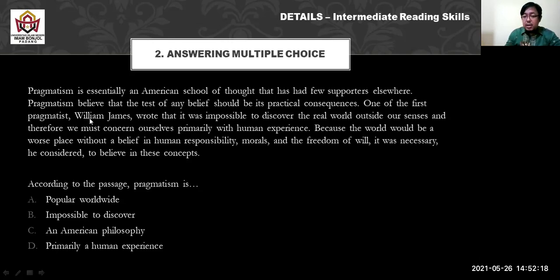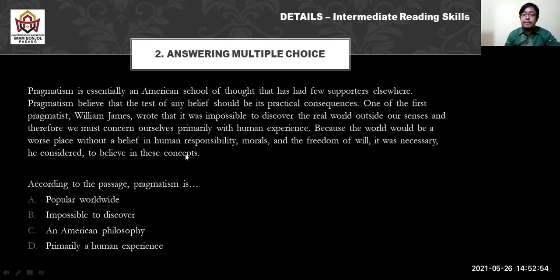Pragmatism is essentially an American school of thought that has had few supporters elsewhere. Pragmatism believes that the test of any belief should be its practical consequences. One of the first pragmatists, William James, wrote that it was impossible to discover the real world outside our senses, and therefore we must concern ourselves primarily with human experience. Because the world would be a worse place without a belief in human responsibility, morals, and the freedom of will, it was necessary, he considered, to believe in this concept.